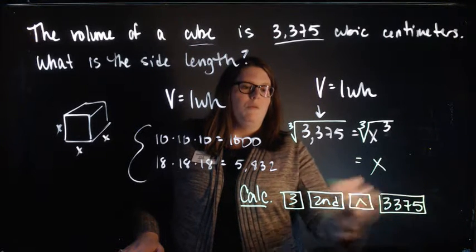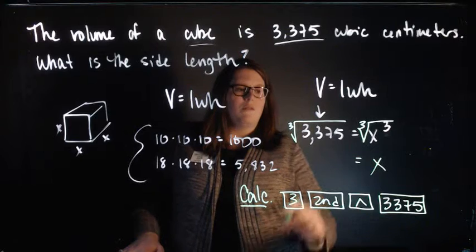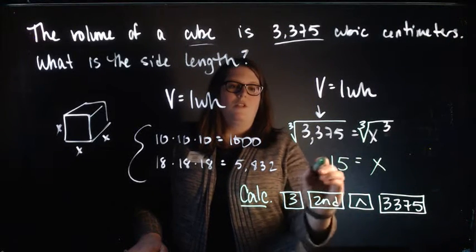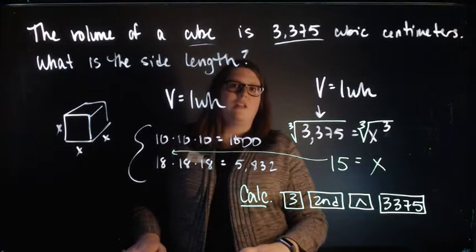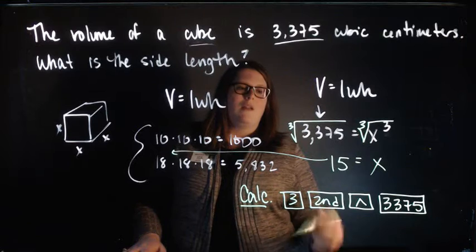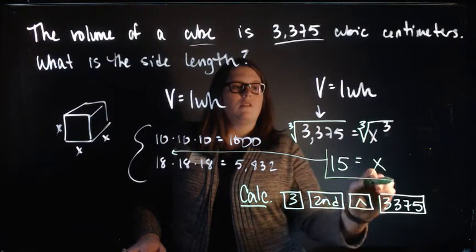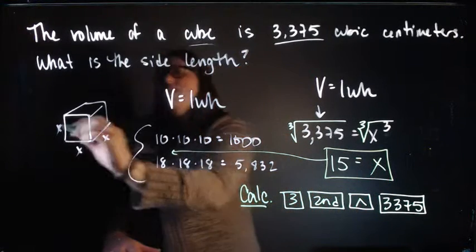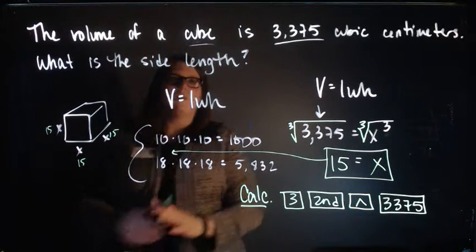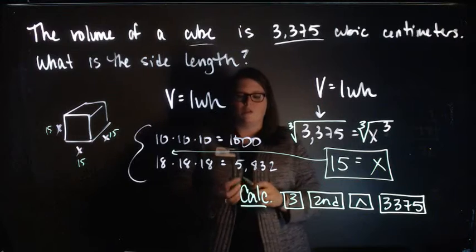So I want to take the cube root of 3,375, and that yields 15, which is indeed between 10 and 18. Right? So we could have got there if we kept going by trial and error, but this is definitely more efficient. Okay? So a 15 by 15 by 15 cube would yield us a volume of 3,375.